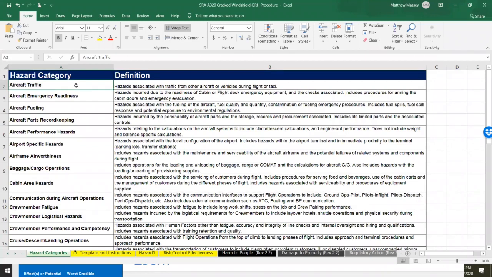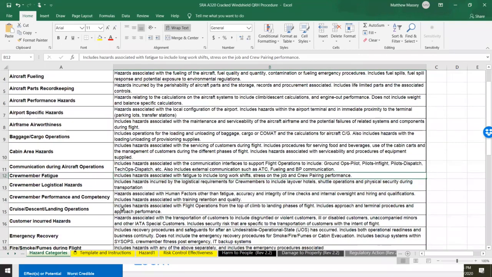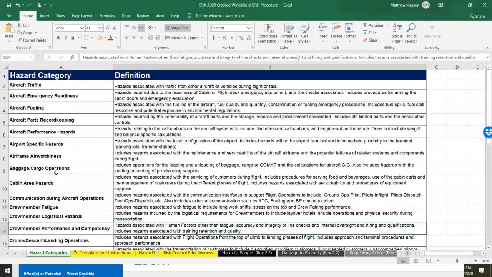And they have a lot of the same hazards that you and I have flying out of executive. They have air traffic. They have fuel quantity and quality. They have airframe airworthiness. Crew member, they have fatigue. We certainly all combat fatigue, especially in this hot heat, right? And between work and getting a good night's sleep. We have performance and competency. So a lot of the hazards are the exact same for those guys that exist for us as well.